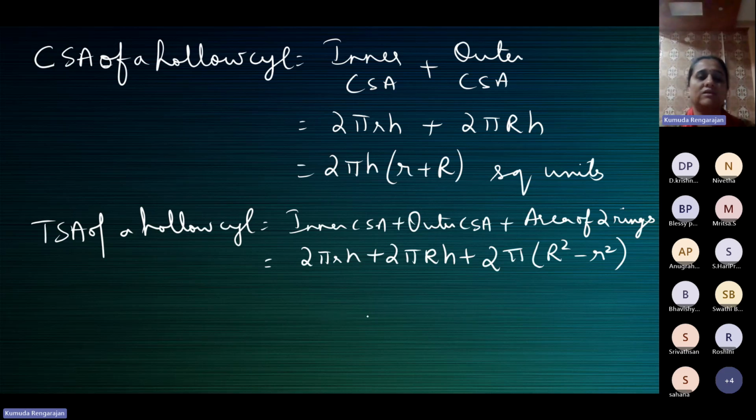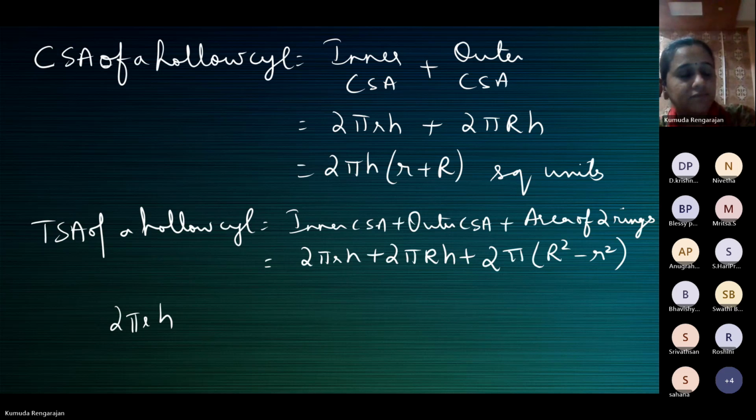The TSA of a hollow cylinder, the total surface area, will be the inner CSA plus the outer CSA plus the area of two rings. One ring is pi R square minus r square. Two rings, 2 into pi R square minus r square. The formula for CSA is 2 pi rh. This is only the formula for CSA, 2 pi rh. If it is the inner CSA, inner radius, so small r. Outer CSA, outer radius, capital R. Height is only one height. A hollow cylinder will not have two different heights. It has two different radii, but only one height, h.